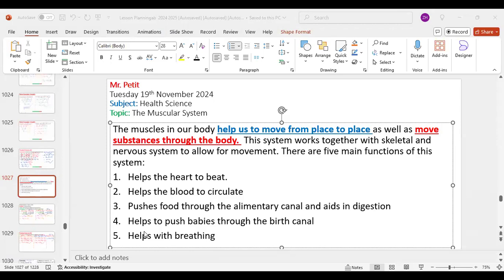Megan Penniman, what are the 5 functions of the muscular system? It helps you to push babies through the birth canal and helps with breathing. I asked for 5. Pushes fluid through the alimentary canal and aids in digestion, helps the blood to circulate, and helps the heart to beat. Very good.